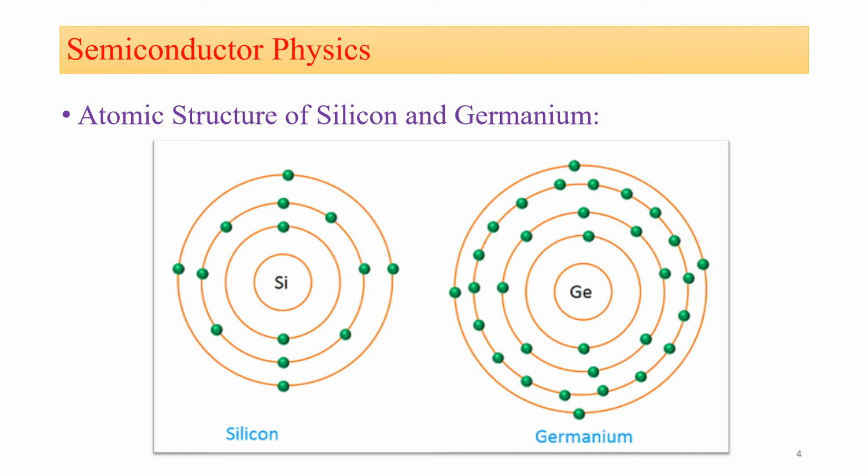Then a total of 2 electrons in the first orbit, according to the equation 2n square. As this is orbit number 1 or shell number 1, so 2 into 1 square, that is equal to 2 electrons.